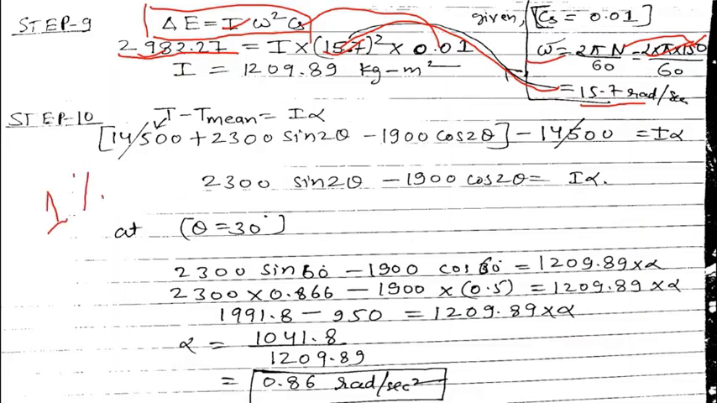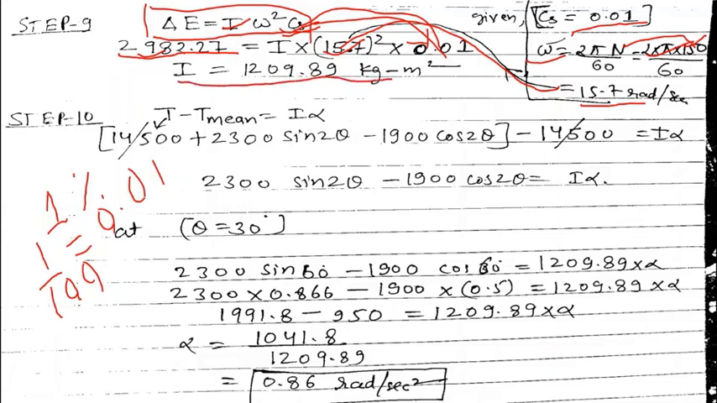Now friend, 1% is equal to how much? 0.01, because 1 divided by 100 is equal to 0.01. So the coefficient of fluctuation of speed will be 0.01. So I will put the value of CS, which is the coefficient of fluctuation of speed, as 0.01 here. When you substitute all these values, you can find the value of I from here as 1209.89 kg meter square.